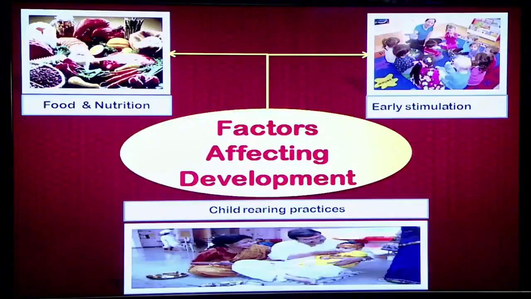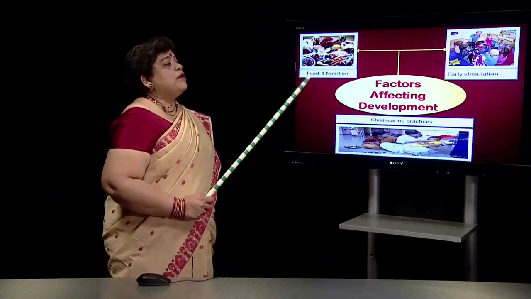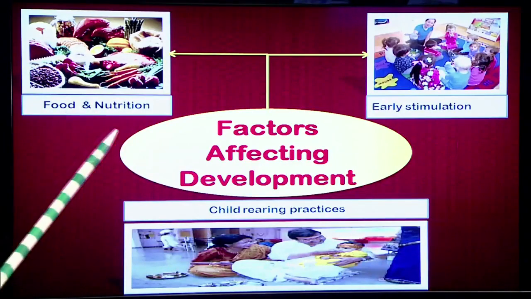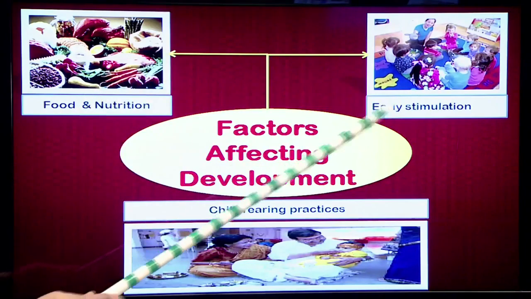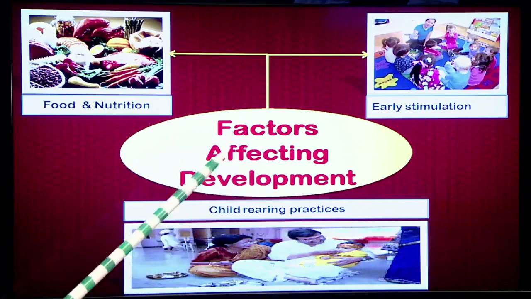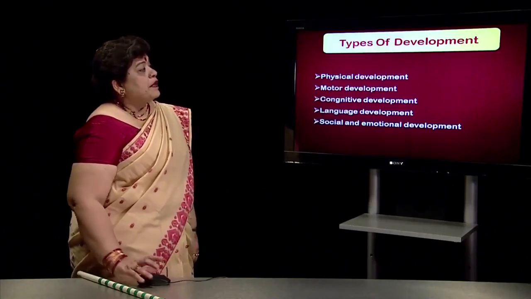These individual differences are happening, and they are also getting affected because of the difference in food and nutrition. The kind of food intake the child is getting, the early stimulation that is being given to the child, may be different for 2 different children in the same family, and also because of the child rearing practices. These factors are very important that influence the development.